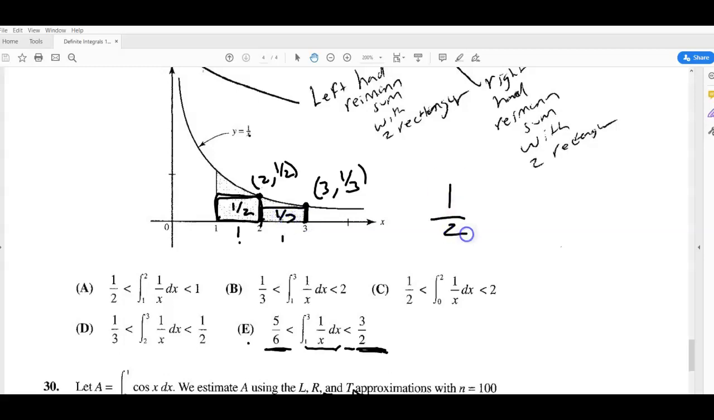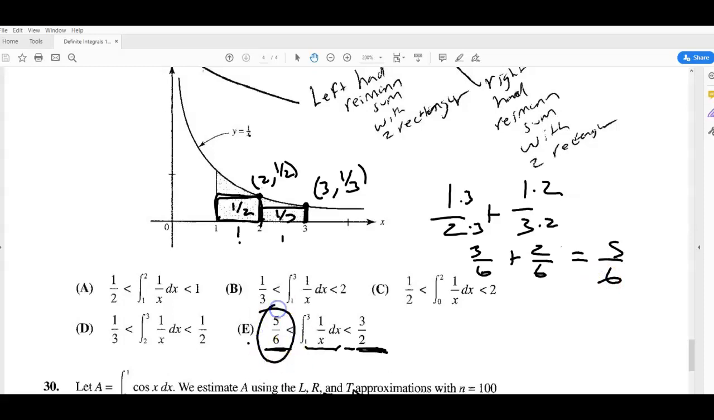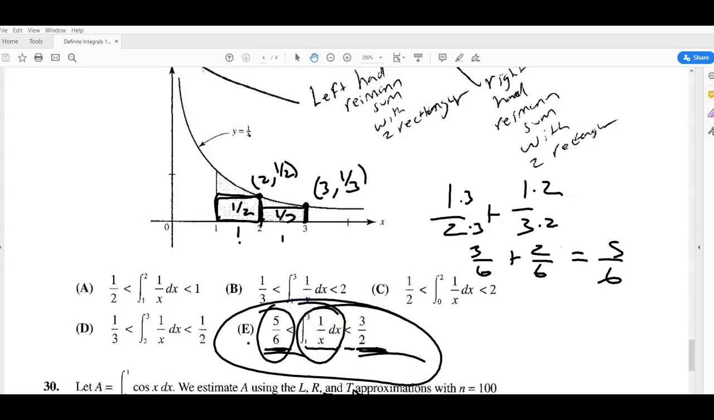And then we need to add 1/2 plus 1/3, getting a common denominator, so we can actually add them together. That gives me 3/6 plus 2/6, which is 5/6. And yes, so the underestimate is 5/6. So the underestimate's 5/6, the overestimate's 3/2. The actual area should be somewhere in between. Our answer there will be E.